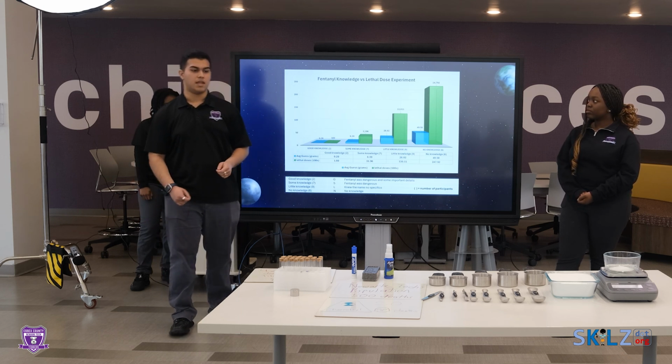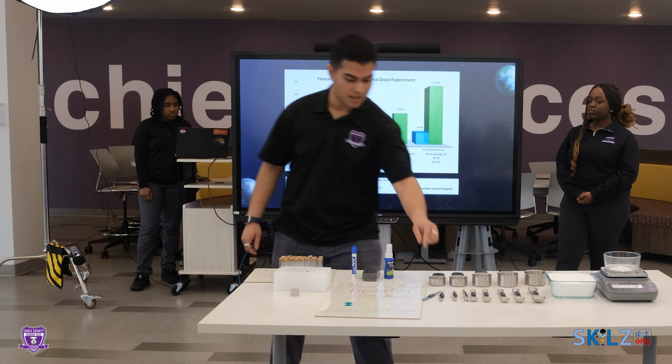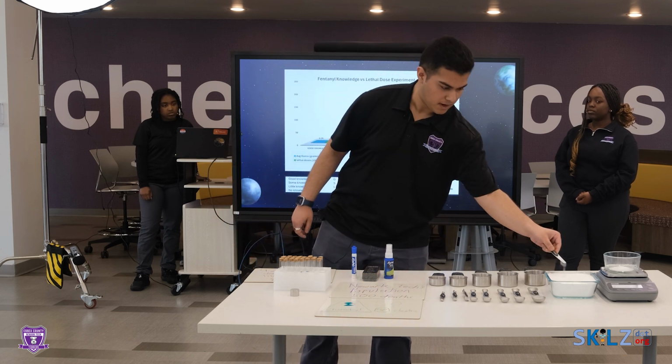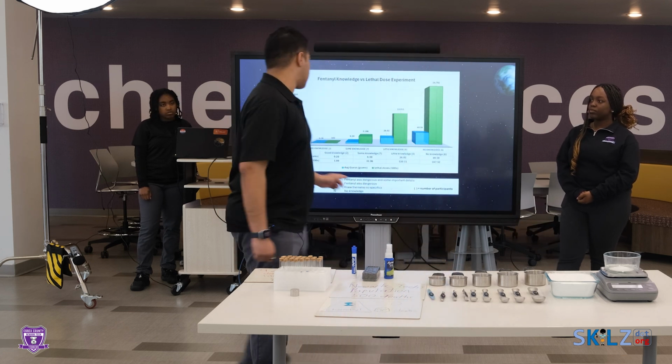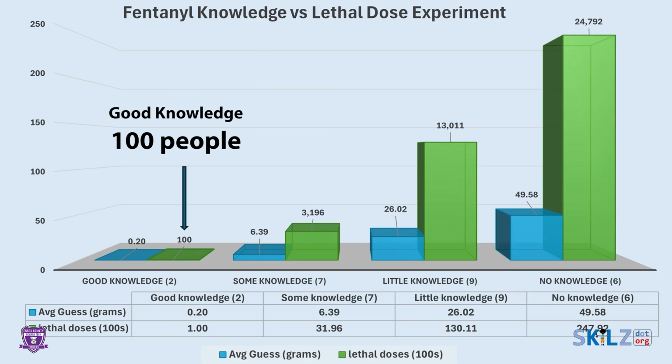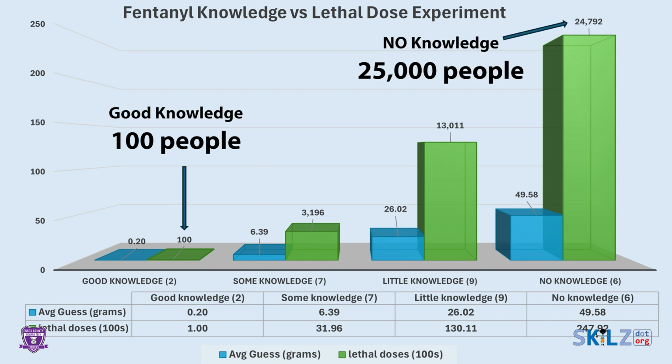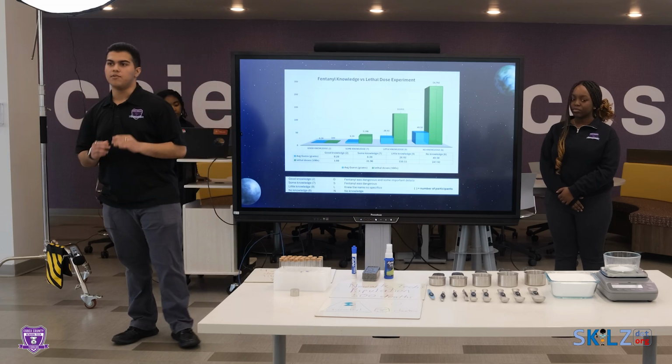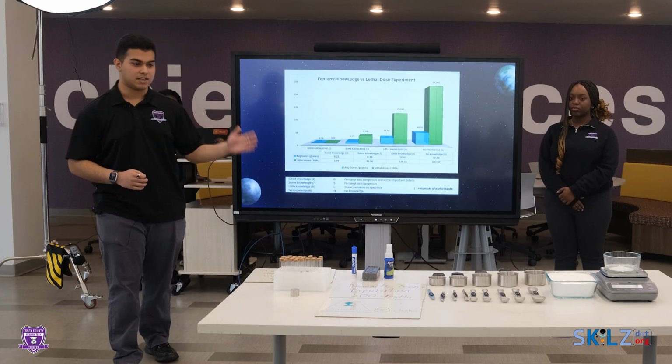One of them was using this as the scooping device, and yet their average would still kill 100 people, not one. While for people with no knowledge whatsoever, the average would kill about 25,000 people. And fentanyl is such a big issue for this reason. 71,000 people died from fentanyl last year.